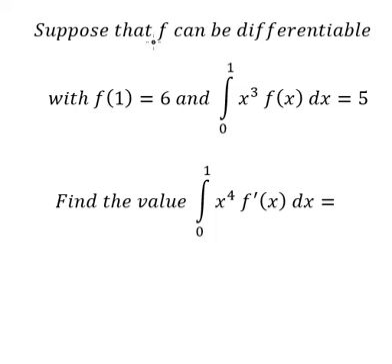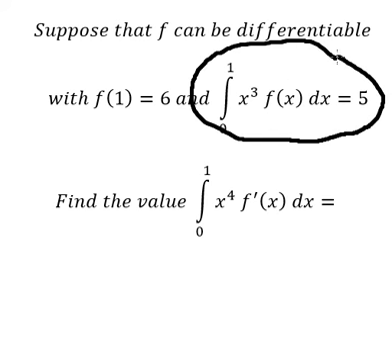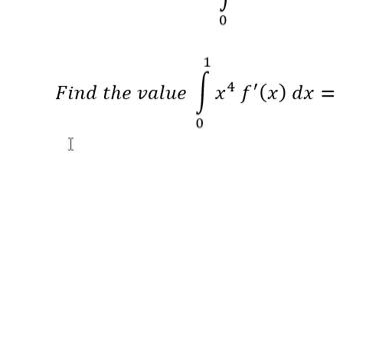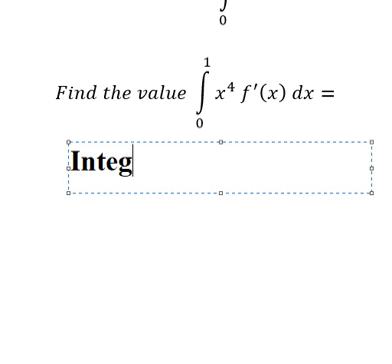Suppose that we have f differentiable, and we have f of 1 equals 6 and this one equals 5. We want to find this integration. So now I will show you how to answer. We need to use integration by parts.